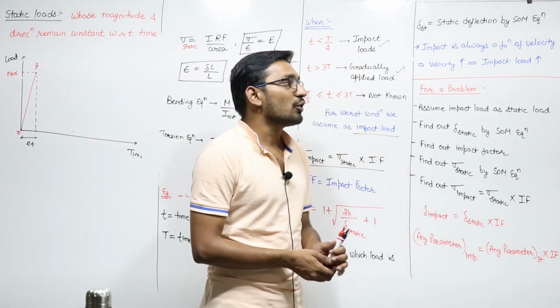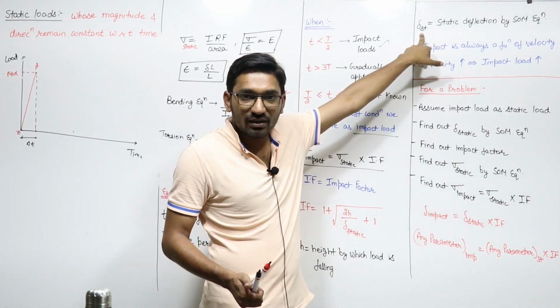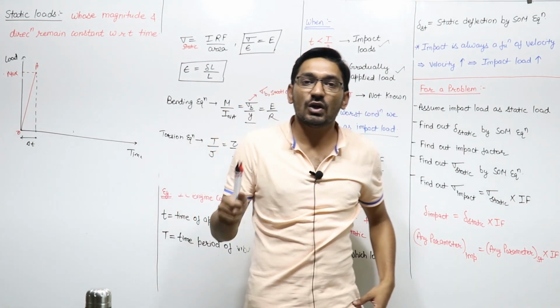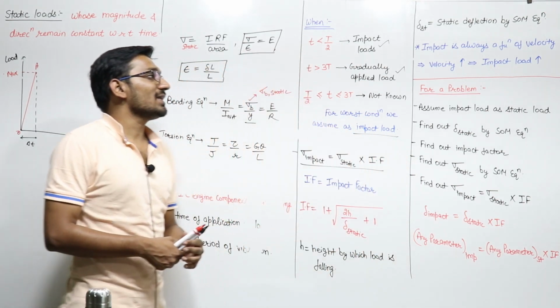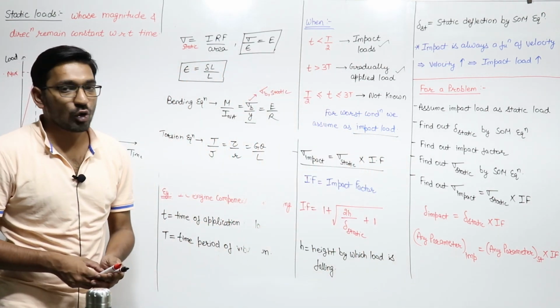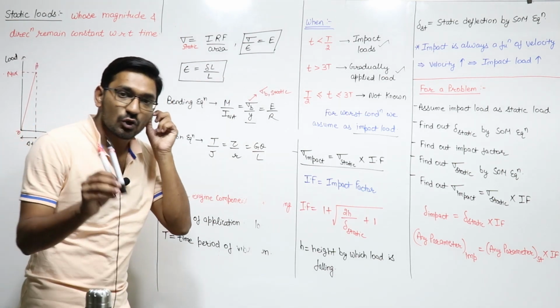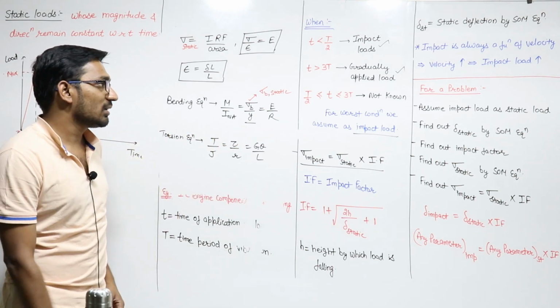With the help of the SOM equations, you will be able to find this delta static, that is the static deflection because of a static load. So delta static is the static deflection by the SOM equation. You will get that delta static with the help of your SOM equations. We'll see what the SOM equations are in later discussions.